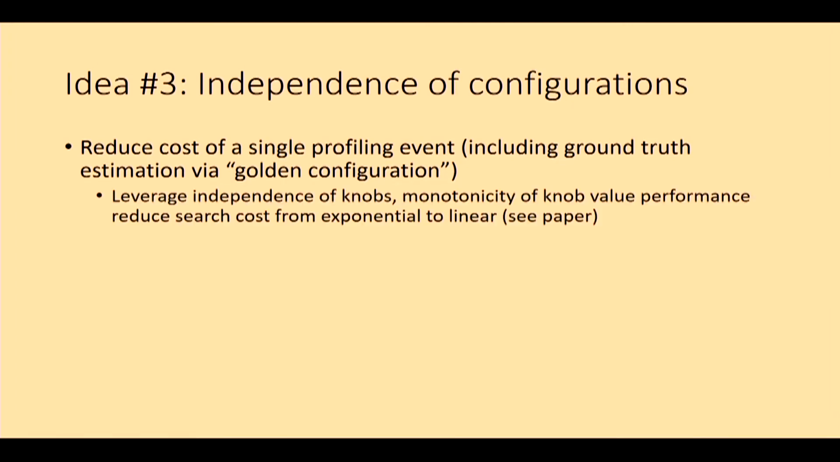But at a high level, what we're doing is leveraging the fact that the knobs largely look independent, and they exhibit monotonic performance properties as the value of the knob increases. And we're going to use these ideas to reduce the search cost from something that's exponential to something that's linear.